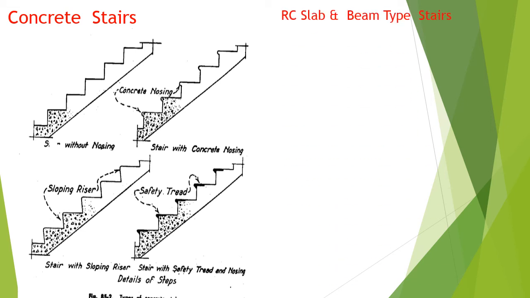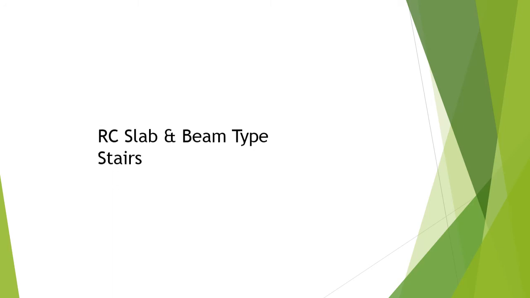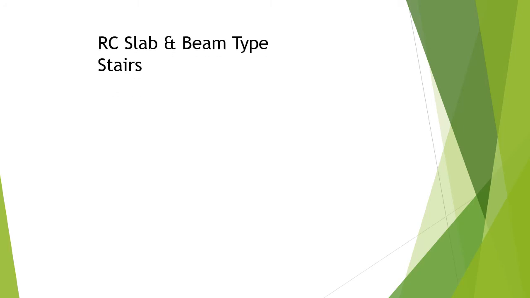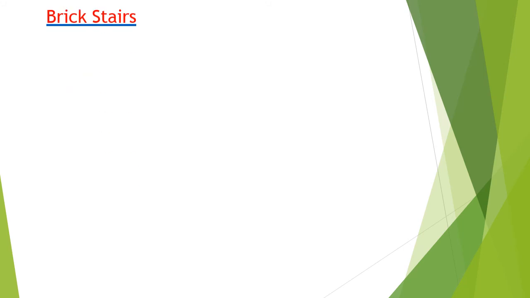RCC slab and beam type stairs. RCC cantilever type stairs. Main bars 12 mm at 6 cm. This will be 5 cm and 27 cm. RCC slab staircases, which consist of all these combinations. RCC slab and beam type stairs. This is the RCC slab, this is the RCC beam. From here the staircase has been taken.